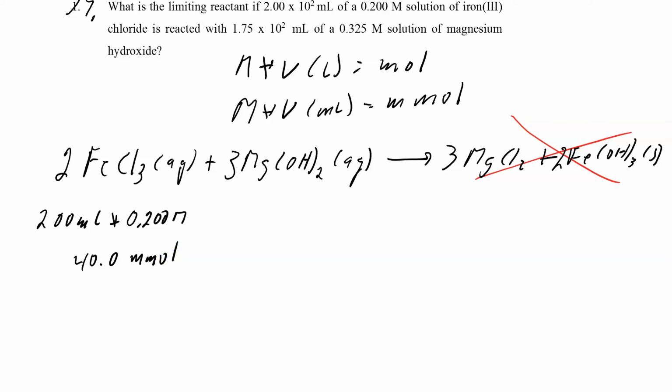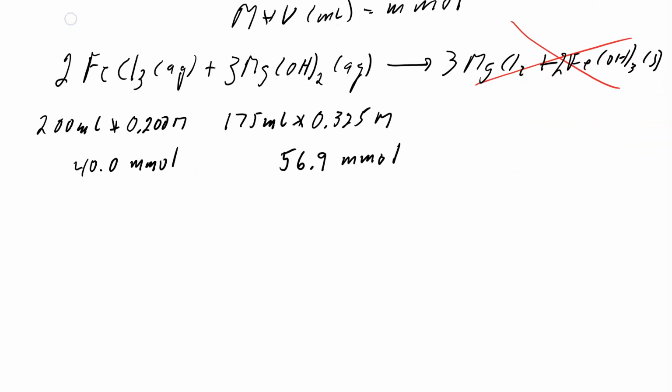Let's now do the same for our magnesium hydroxide. Here we are told we have 175 milliliters. We're going to multiply that by its concentration of 0.325 molar. Doing the math on that, we get 56.9 millimoles. Now we cannot at this point say that iron chloride is our limiting reactant because that's a smaller number. We have to look at the stoichiometry between the two reactants. It's not the same. It's a 2 and a 3.